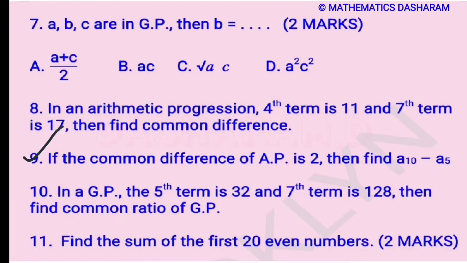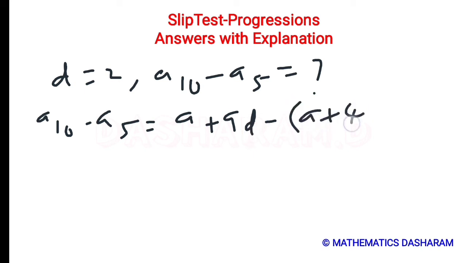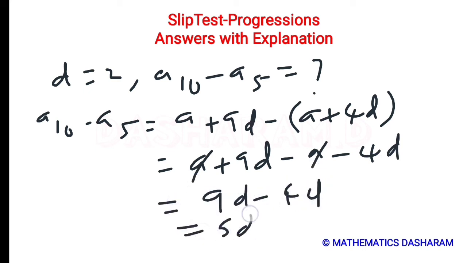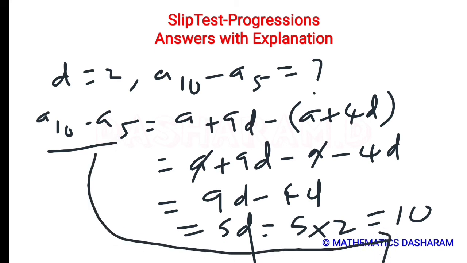Next, ninth question, if the common difference of AP is 2, then find A10 minus A5. See here, A10 minus A5 equals, A10 means A plus 9D, minus, take the bracket, A plus 4D. It equals A plus 9D, now remove the bracket, minus A minus 4D, A minus A cancels, so 9D minus 4D is 5D, so 5 into D value 2, 5 2s are 10, so A10 minus A5 answer is 10.